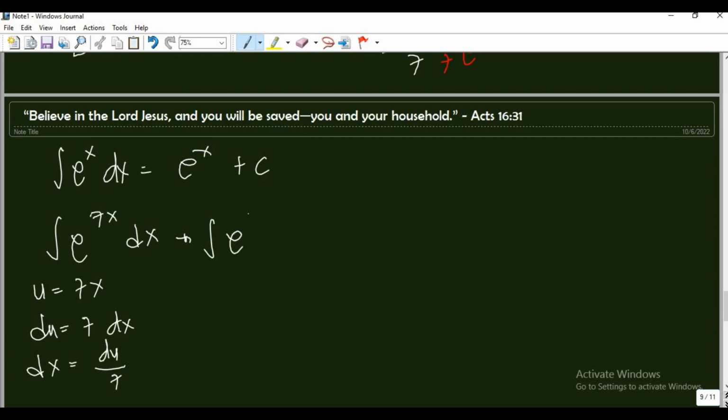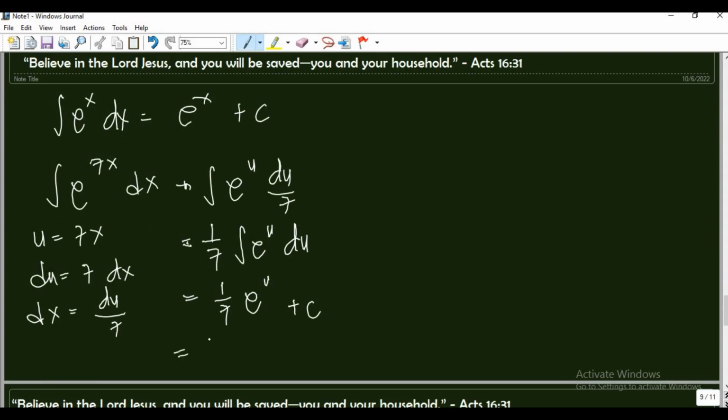This is now the integral of e raised to u. Our dx is du over 7. So, ilalabas ko yung aking constant na 1 over 7, integral of e raised to u du. Therefore, yung integral ng e raised to u du, pareho lang siya sa may integral ng e raised to x dx. That is e raised to u plus c. Kukumplituhin ko na yung sagot ko ngayon. That is equal to 1 over 7 e, my u is 7x plus c. So again, if the integral of e raised to 7x dx, our answer to that is 1 over 7e raised to 7x plus c.